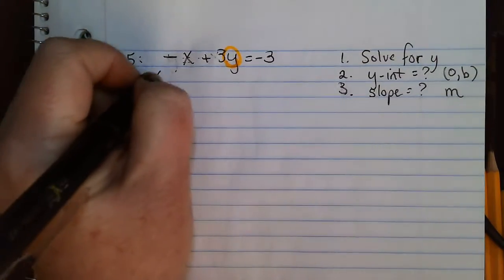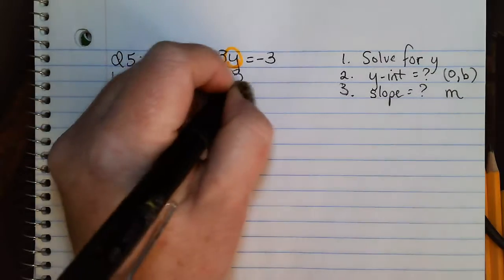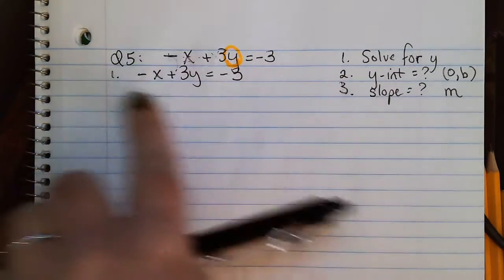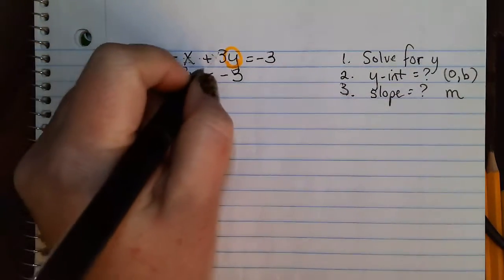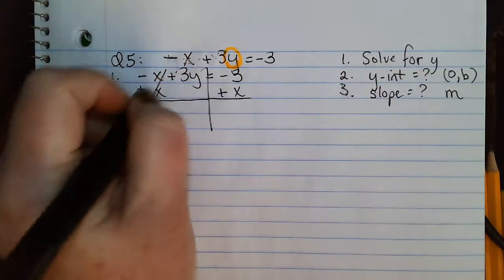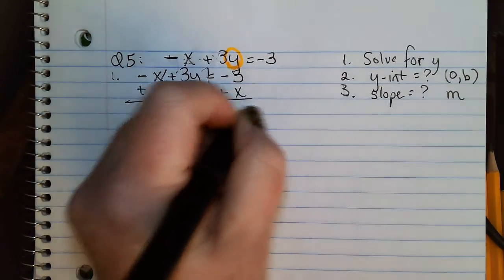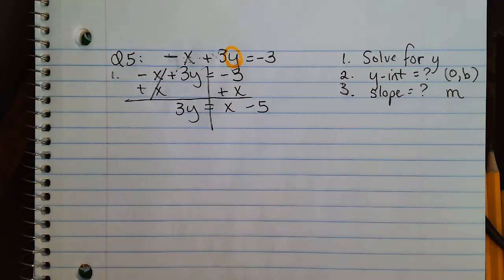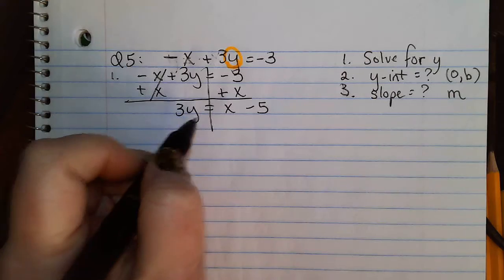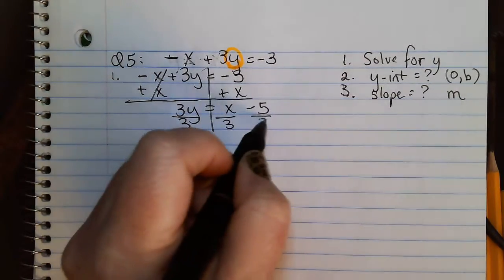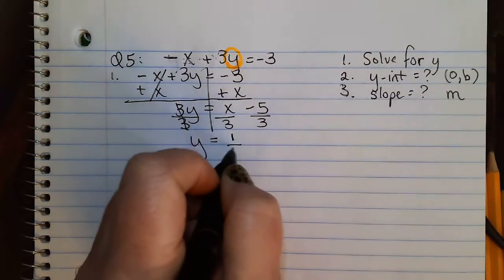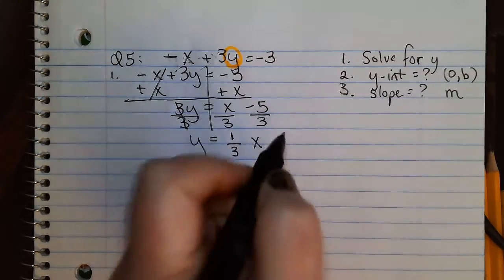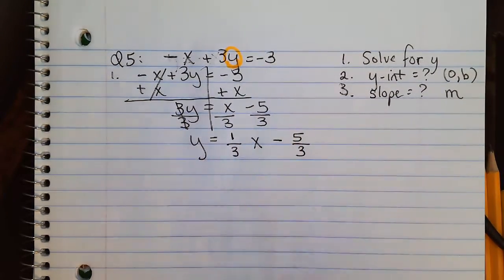So for part 1, we have negative x plus 3y equals negative 3. So no simplifying needed. We don't have any like terms. So step 2, move the variables. We are going to add x to both sides, and we get 3y equals x minus 5. Isolate the variable, get the y by itself, undo that by dividing everything by 3. I'm going to rewrite this coefficient as a fraction in front of x, and I'm going to keep my b value as a negative 5/3. Totally fine.